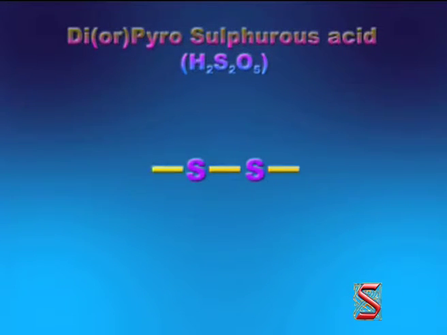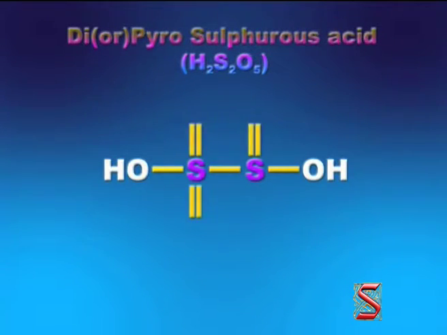Di or pyrosulphurous acid, the formula is H2S2O5. The structure is given here. The oxidation states of sulphur are +5 and +3. Those you can note in the given structure. In the structure given, you have noted the oxidation states of sulphur as +5 and +3. The average of them is +4. You have also noted the presence of 2 OH groups in the structure. Therefore, it is a dibasic acid.